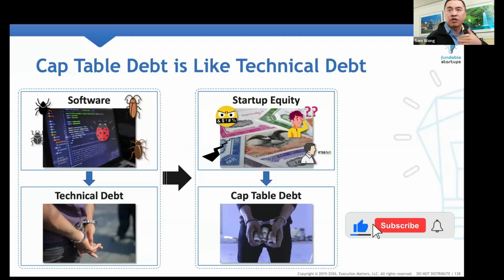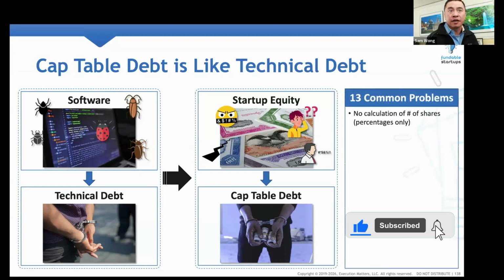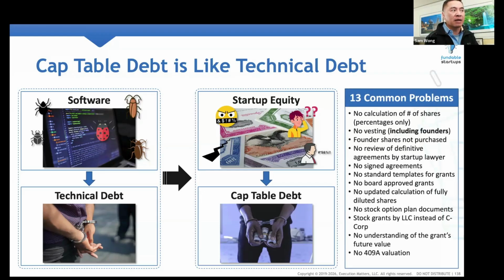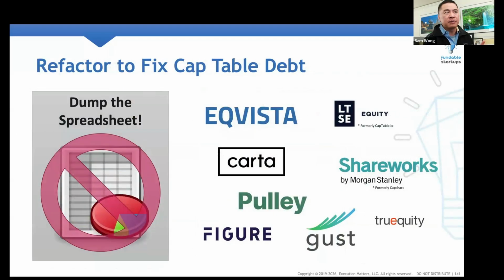These are the types of things that cause cap table debt. Things that I've seen over and over again. I've got 13 different individual problems here, which a lot of the time, when I take fractional roles, I'm cleaning up. Okay, and it's not easy. It's not like one of these bullets can be cleaned up in an hour. Sometimes it takes weeks for one of these bullets to be cleaned up. So I encourage people: dump the spreadsheet, use a cap table product, cap table management software.